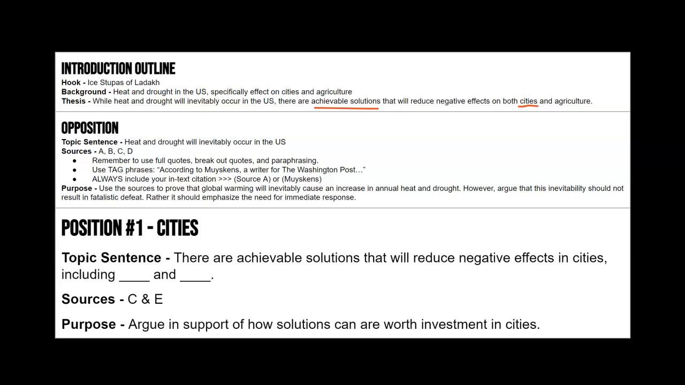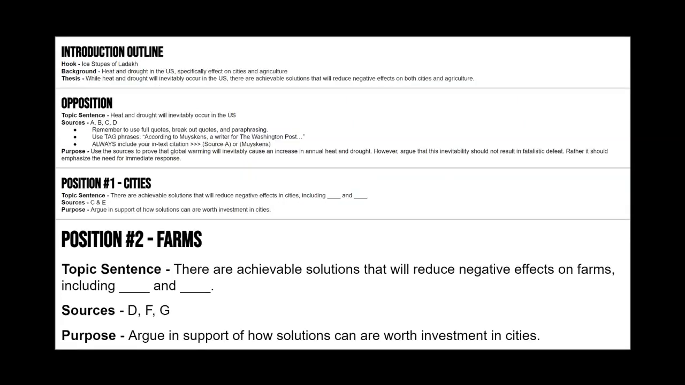And so there are so many things I could pull from the sources. So I'm just going to put blank and blank here because there are so many you could put in there. But I do know that I'm going to draw from sources C and E, and I'm going to use those sources to argue in support of how solutions are worth investing in cities.